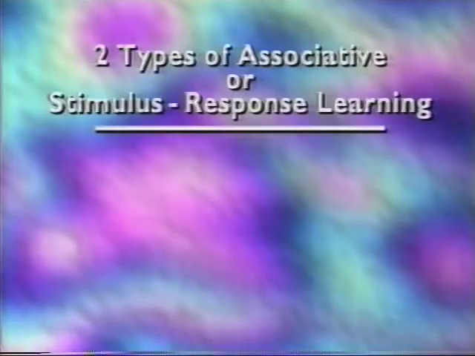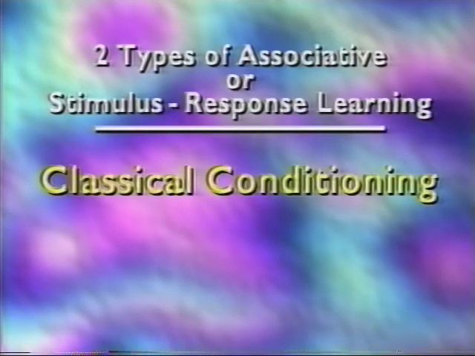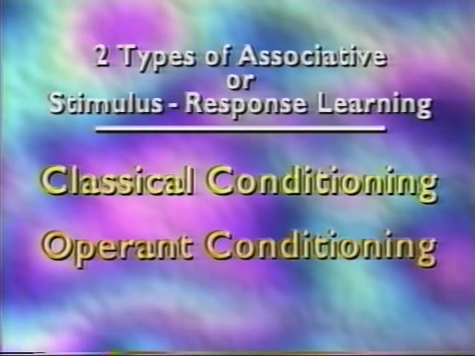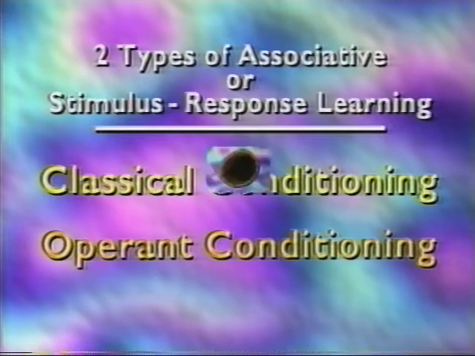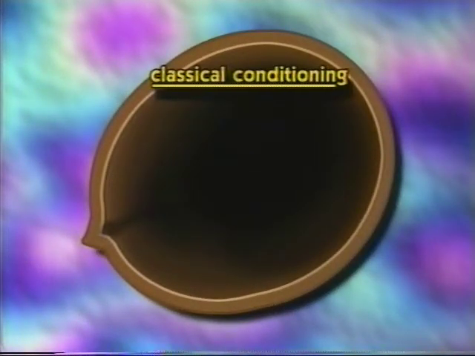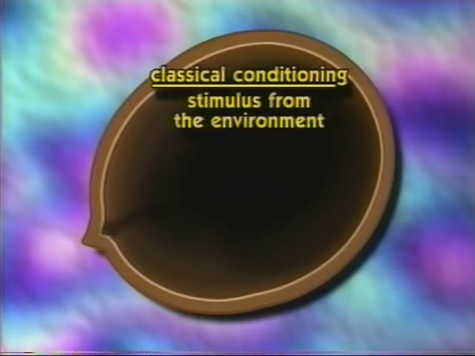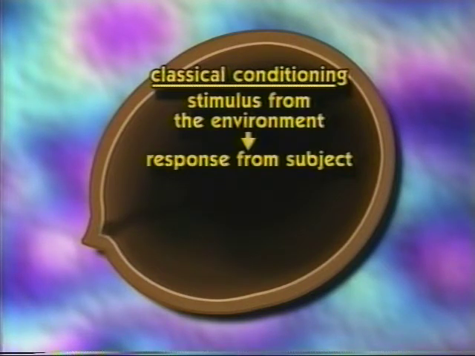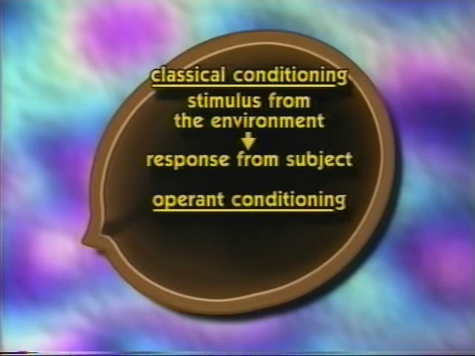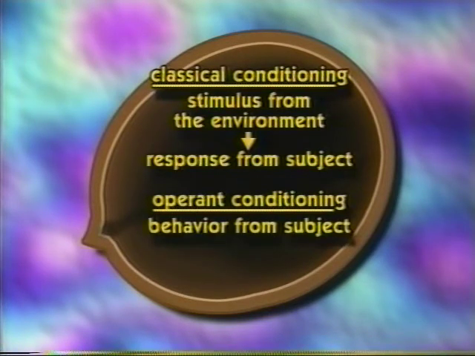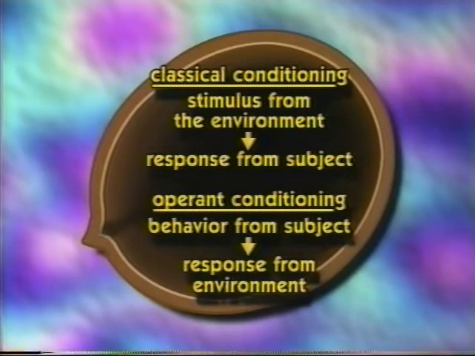There are two types of associative or stimulus response learning: classical conditioning and operant conditioning. These two types of learning are kind of similar, but they're actually pretty different. Here's the difference in a nutshell. In classical conditioning, you have some stimulus from the environment trigger a response in the subject, rat, human, whatever. In operant conditioning, the subject does some behavior, and then the environment responds.